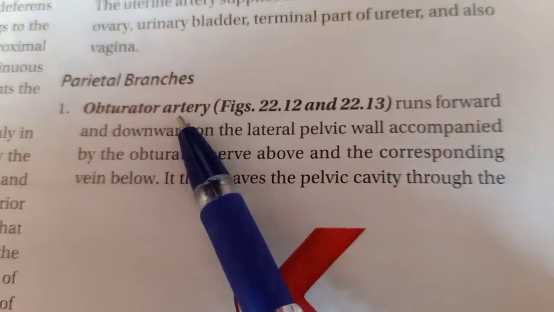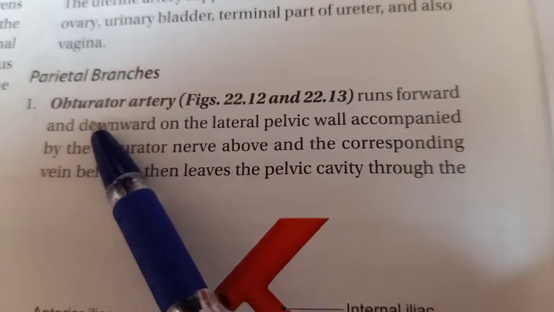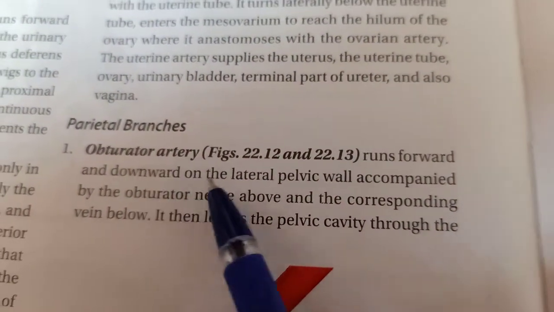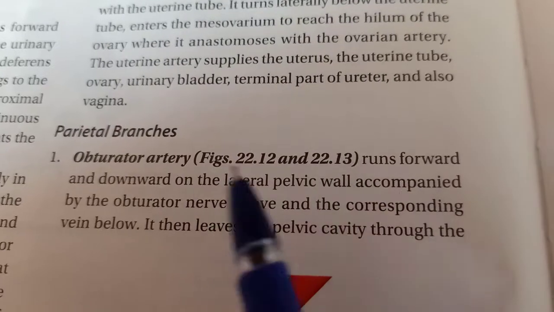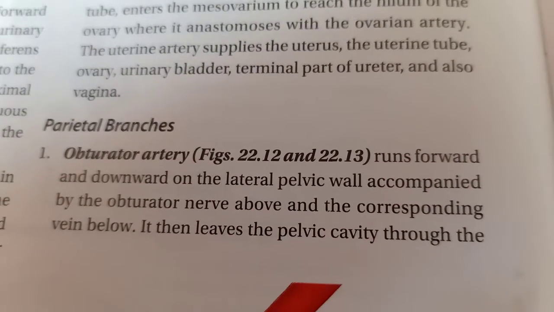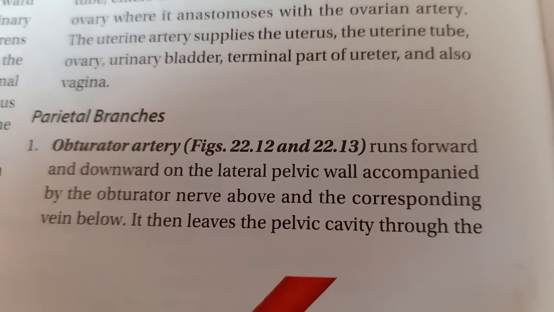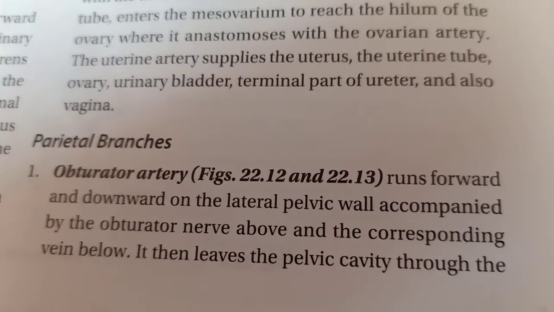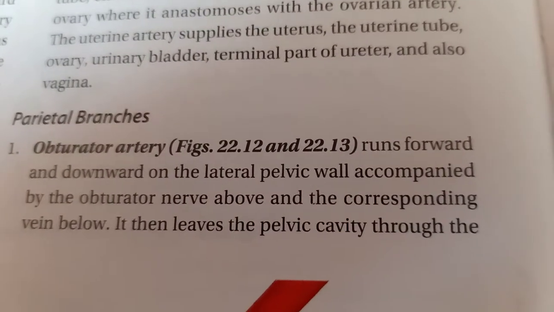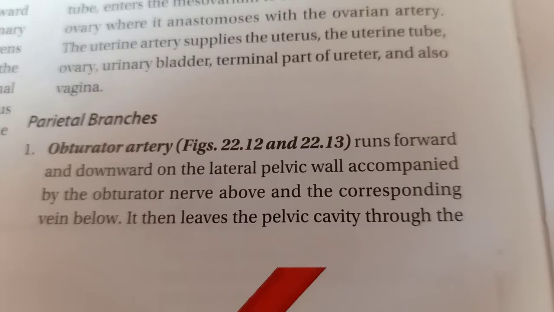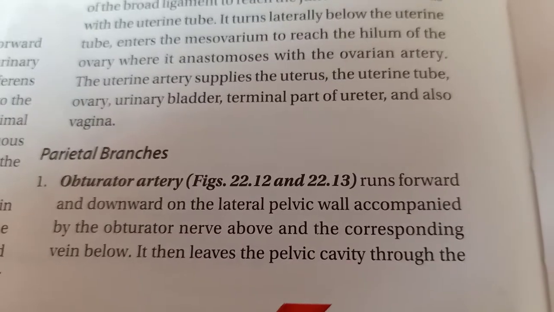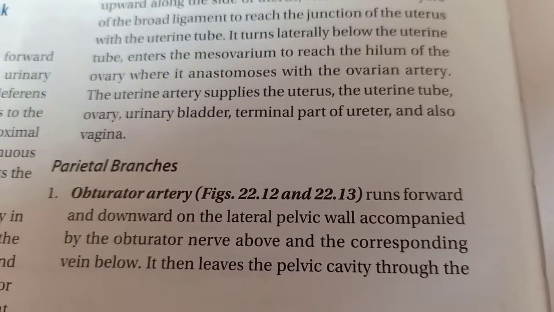So we'll go to the parietal branches, first of the anterior trunk. First is the obturator artery. The obturator artery runs forwards and downwards on the lateral pelvic wall, accompanied by the obturator nerve above and the corresponding vein below. So it is running on the lateral pelvic wall, accompanied by the obturator nerve.